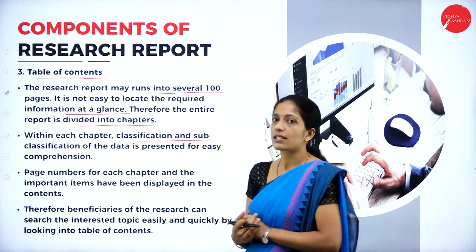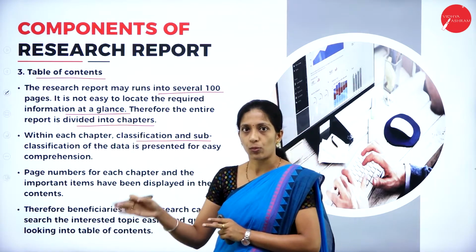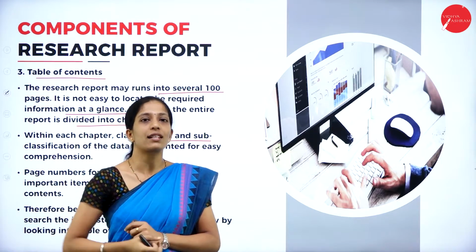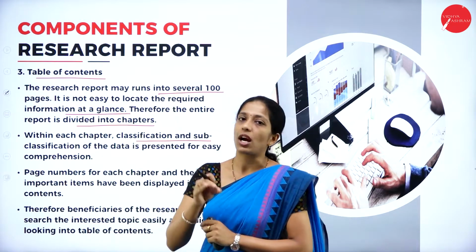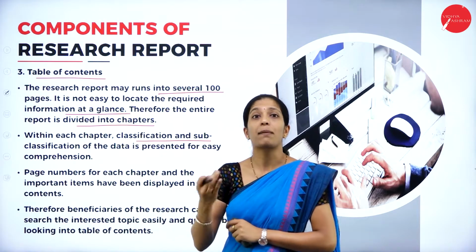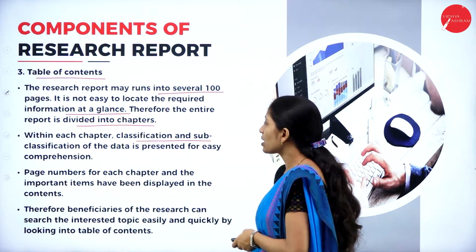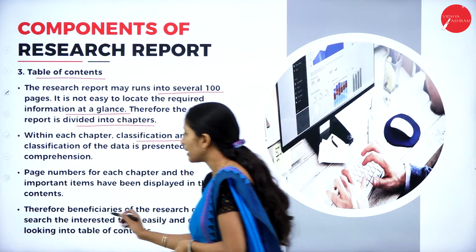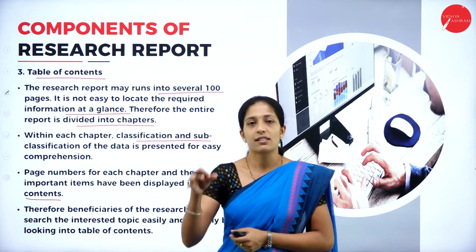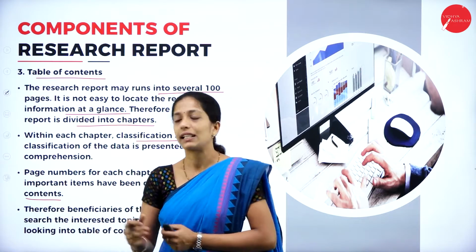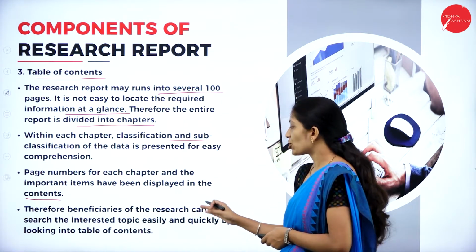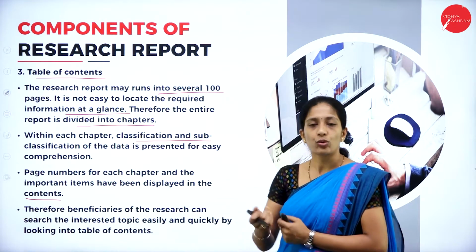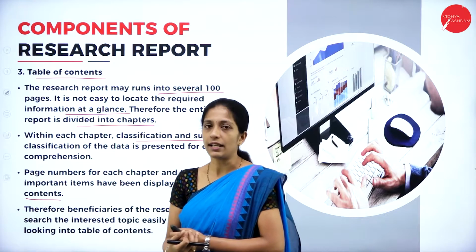In the same way, in a research report, suppose it is chapter 1. They will give you precisely what contents are included in chapter 1, and the contents in chapter 2, separately, they will give the subdivisions. So the page number for each chapter and the important items are displayed in the contents. In the contents, everything will be displayed clearly. Therefore, beneficiaries of the research can search for the topic of interest easily and quickly by looking into the contents table.